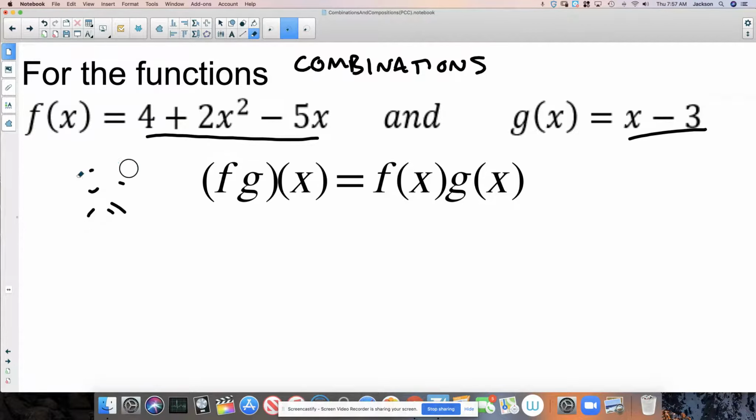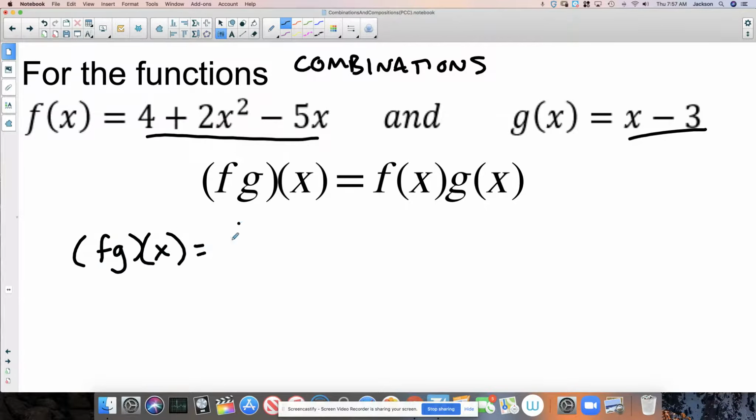All right, what we're going to do here is multiply f of x times g of x. And as long as you use the parentheses like we've talked about in some of the previous videos for substitution, you're okay. 4 plus 2x squared minus 5x. And then g of x goes right next to it. There's no operation here, so we just plug this in for g of x and we put parentheses.